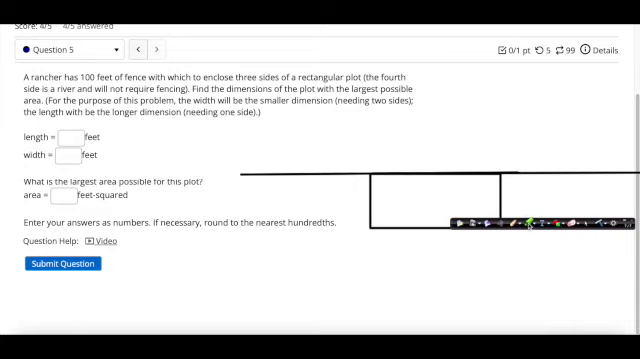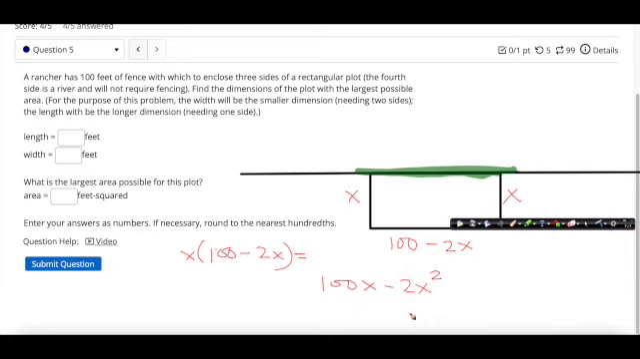So again, it's just like what we did before. We don't need to worry about this side at all. All we need to worry about is the x here and the x here. Remember that the dimensions are going to be 100 minus 2x. Area is length times width, and we're going to multiply 100 minus 2x with x itself, and that's going to give us our quadratic of 100x minus 2x squared.